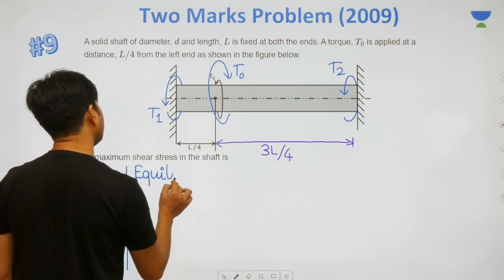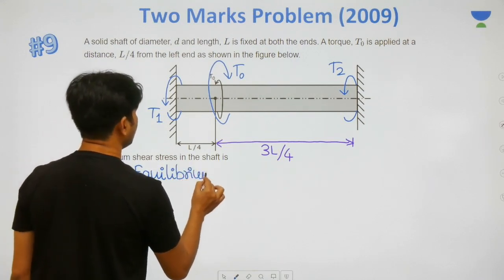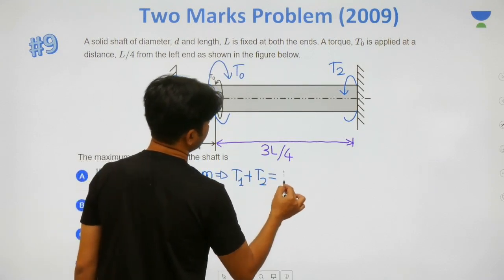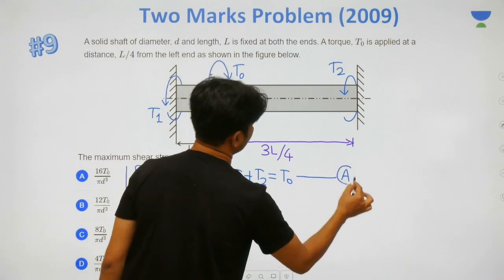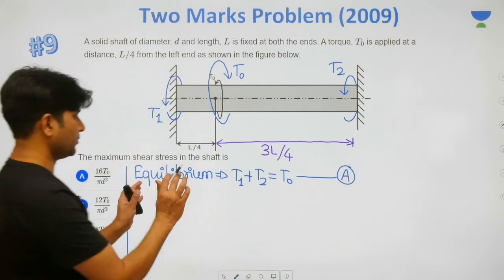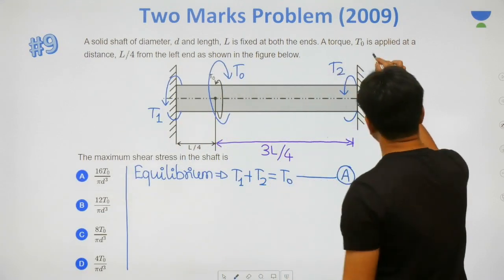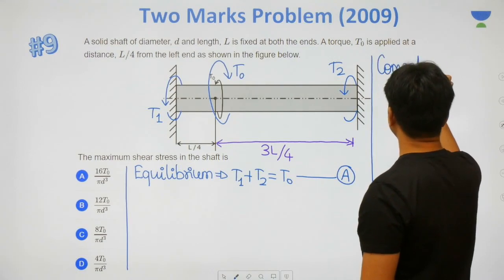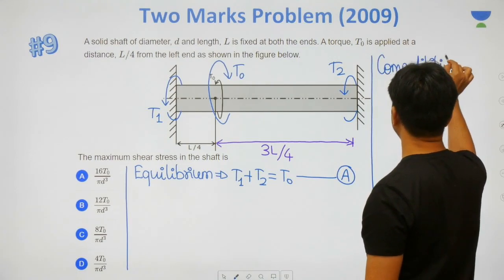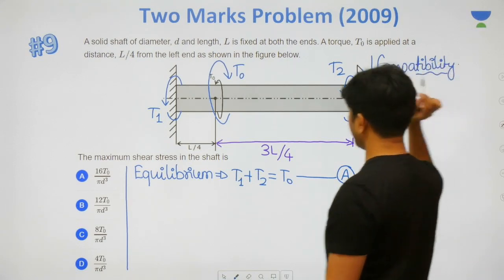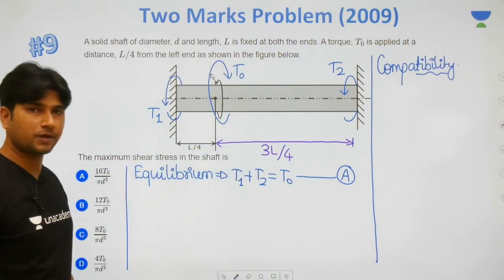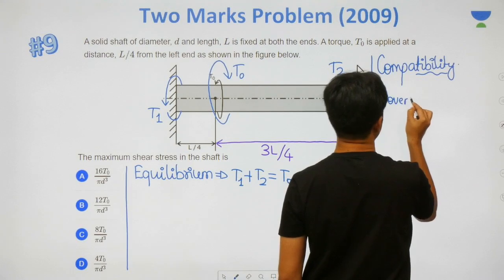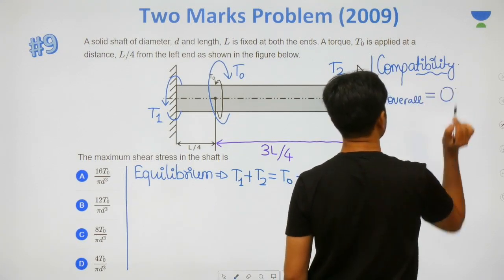So using equilibrium, you will get total resistance, which is T1 plus T2, is equal to total action. And this is one equation that you get out of here. Now, guys, let us use the compatibility. What is the compatibility? I told you that in such problems where you have both ends fixed, all you will have to remember is that theta overall is equal to 0.